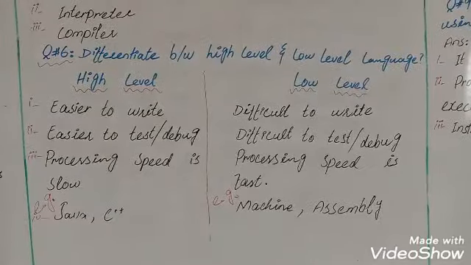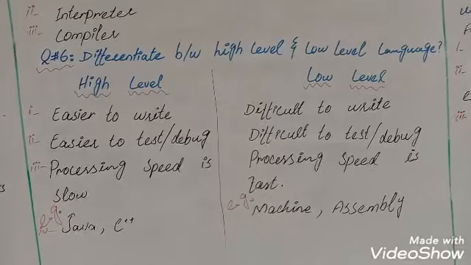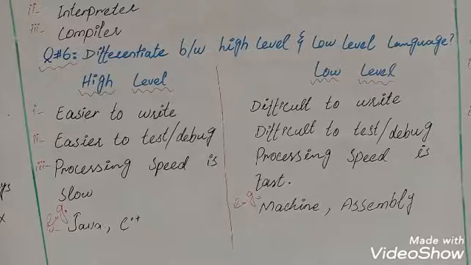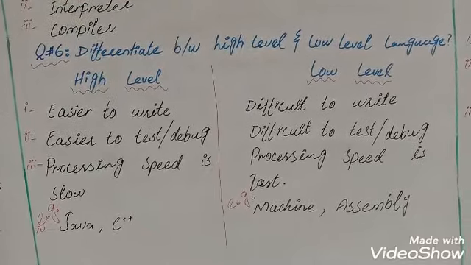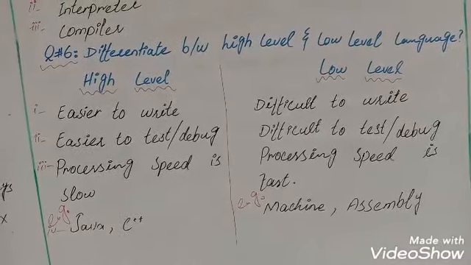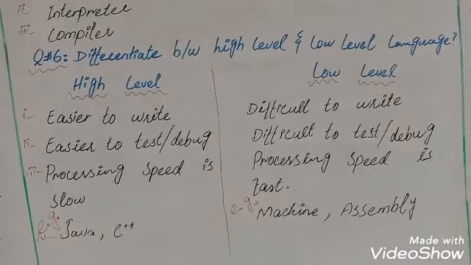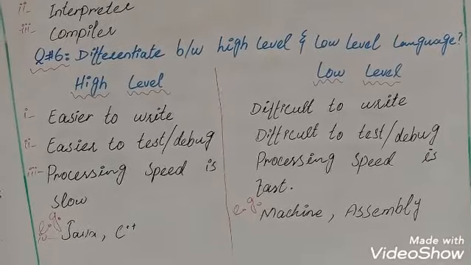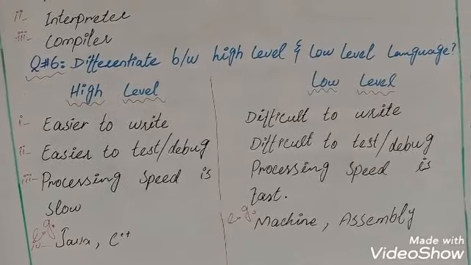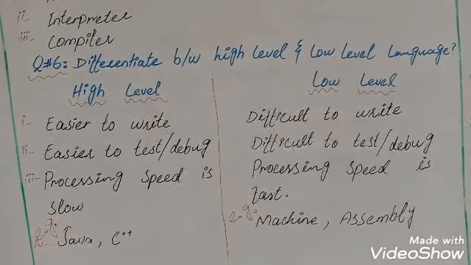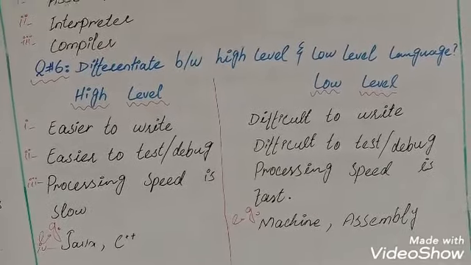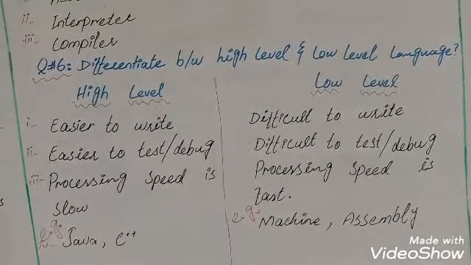Question number 6. Differentiate between high-level and low-level language. High-level: easier to write, easier to test or debug. Processing speed is slow. Example Java, C++. Low-level: difficult to write, difficult to test or debug. Processing speed is fast. Example machine and assembly language.